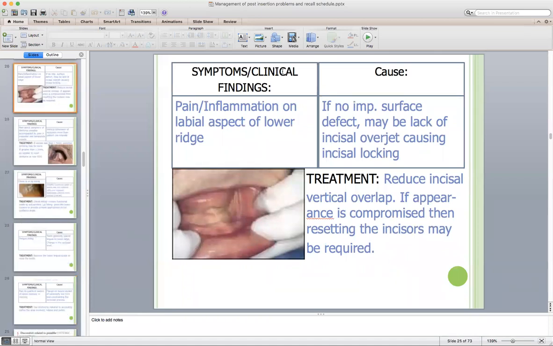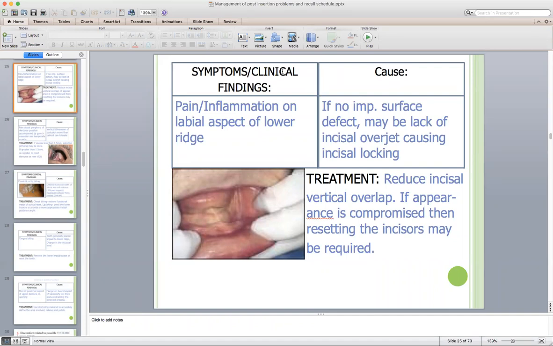Another problem is that the patient complains of pain or inflammation on the labial aspect of the lower ridge. If no impression surface defect has been found, that is no acrylic pearl, no sharp ridges, no overextensions, maybe lack of incisal overjet is causing incisal locking, that is, no overjet is present and because of which incisal locking is taking place.